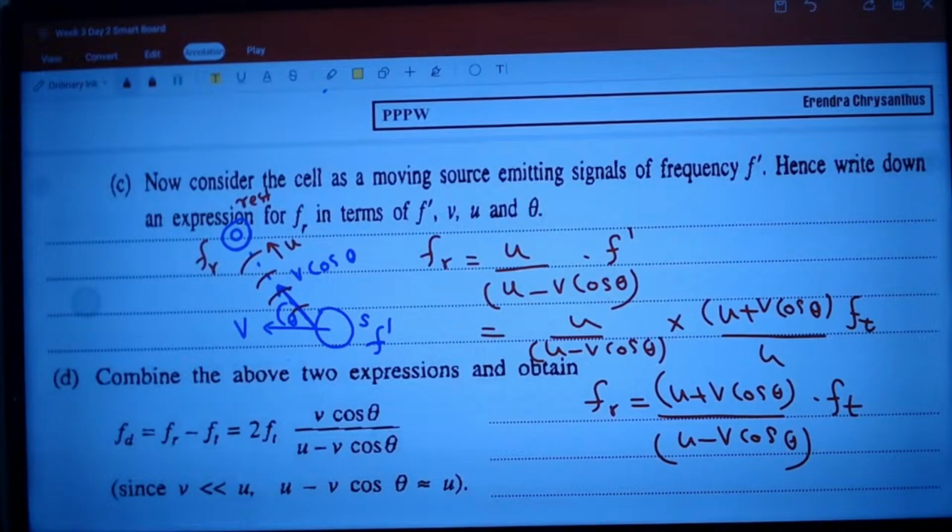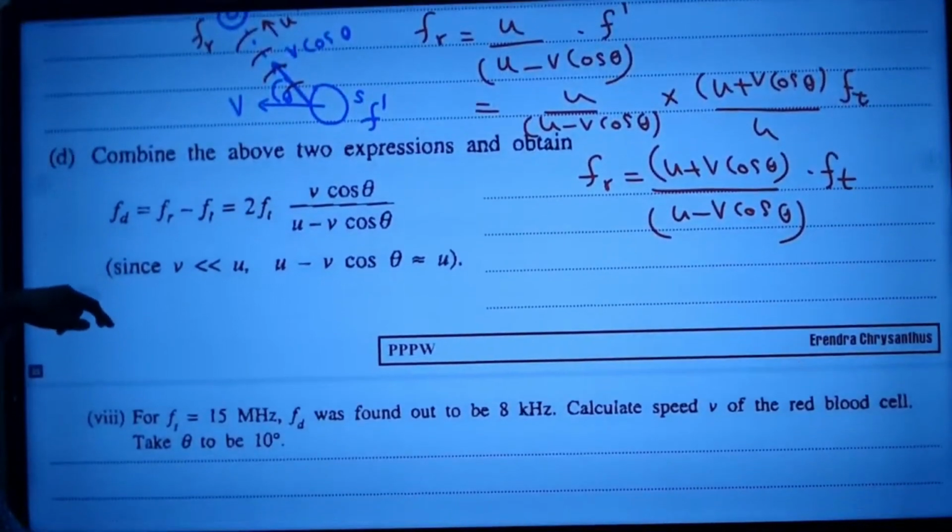Combine the above two expressions and obtain. Right.